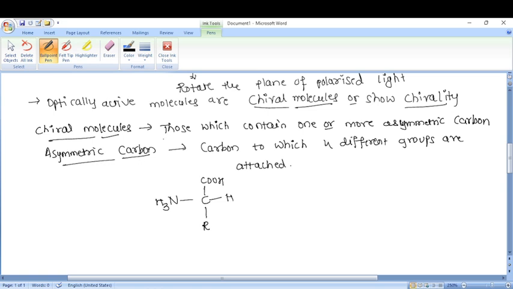The molecules which have the asymmetric carbon are called chiral molecules, and the optically active molecules are chiral molecules.